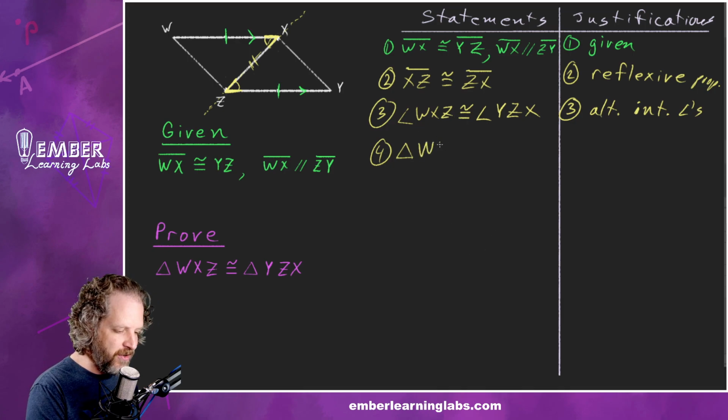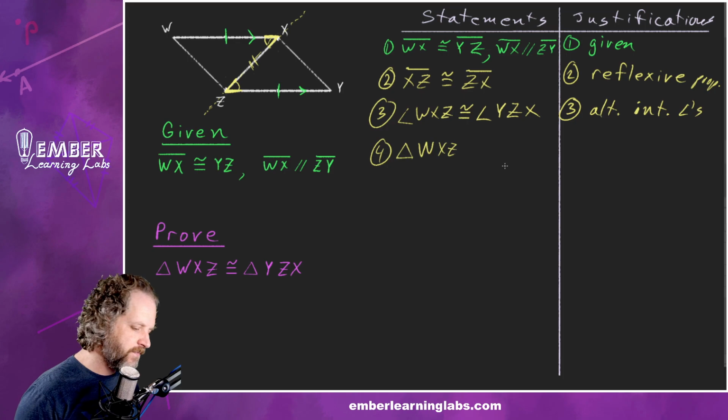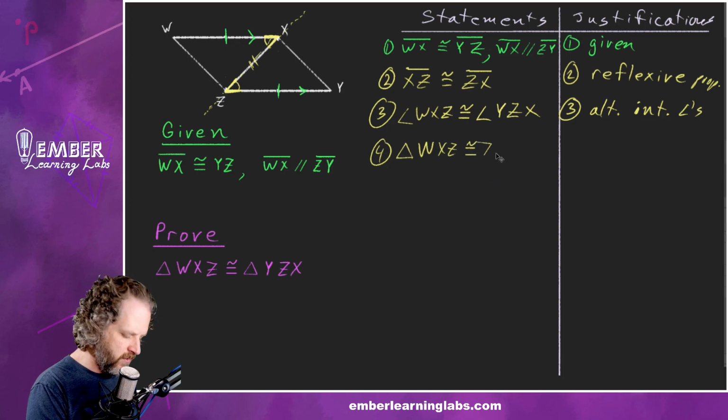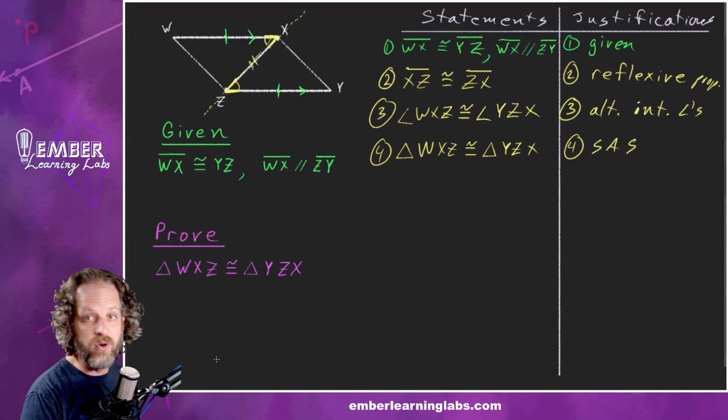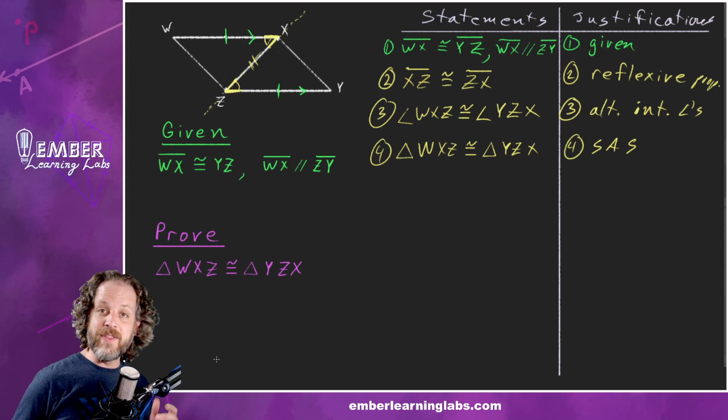Triangle WXZ is congruent to triangle YZX, because side, angle, side congruence. That's it for this lesson.